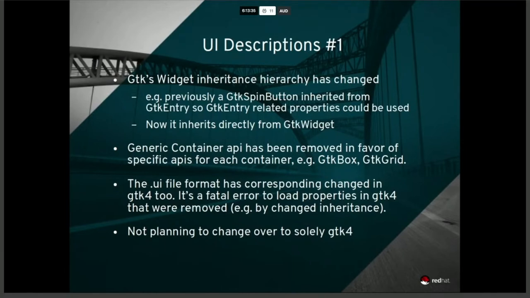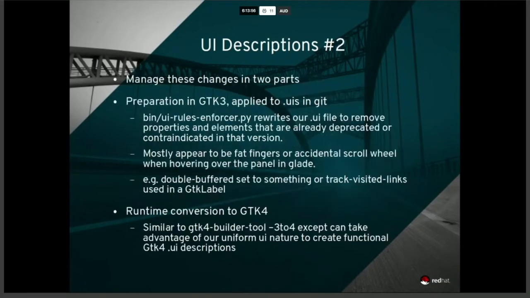So the user interface file format for GTK 4 has correspondingly changed, and it's an error to load properties in GTK 4 that were removed. And this can happen, as in the case of GTK spin button, where the property used to exist, it no longer exists. There's a whole set of other changes as well. Seeing as we're not planning to change over to solely GTK 4, we need some sort of interim mechanism to continue to support both versions.